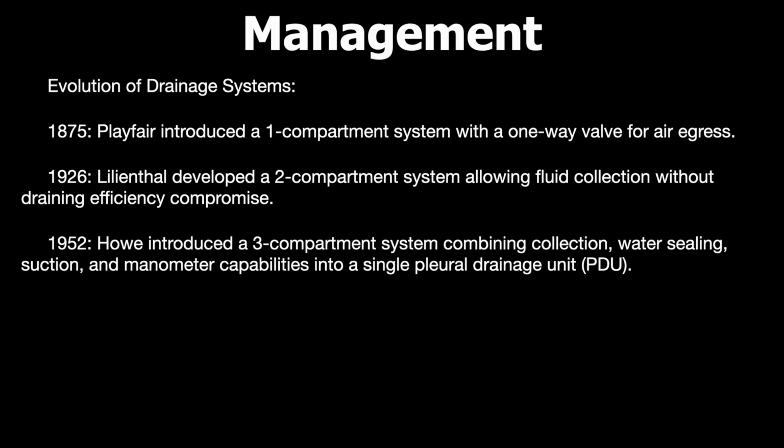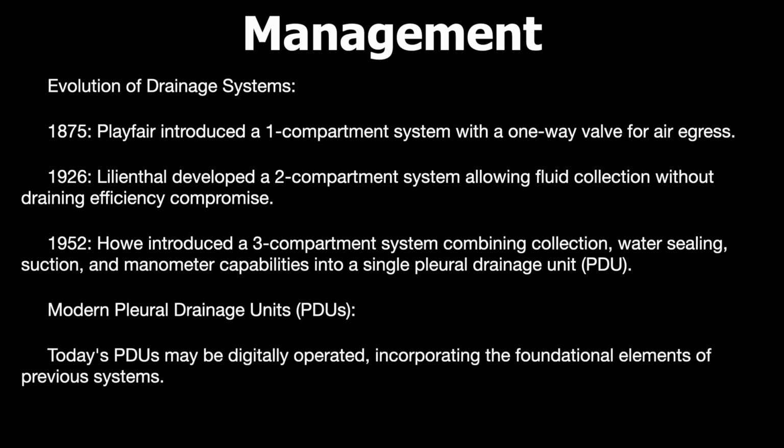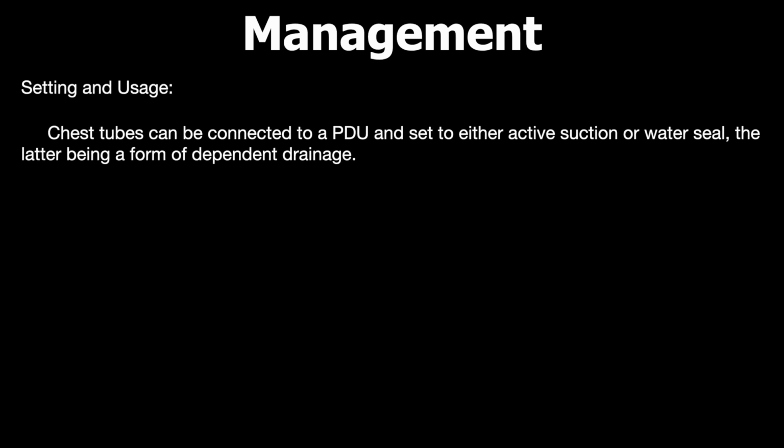In 1952, Howe introduced a three compartment system combining collection, water sealing and suction, and a manometer into a single pleural drainage unit. The modern pleural drainage units are digitally operated and incorporate the foundation elements of the previous systems. Regarding the setting and usage, a chest tube can be connected to these pleural drainage units and set to either active suction or water seal, the latter being a form of dependent drainage.